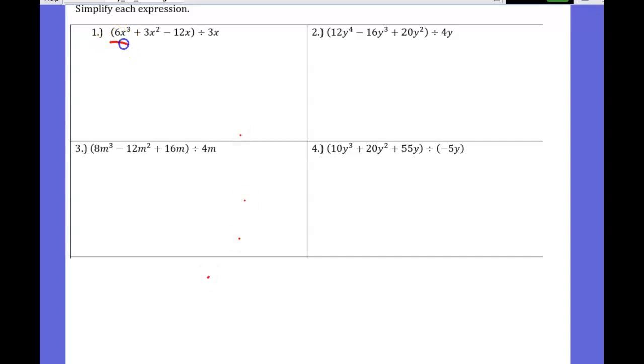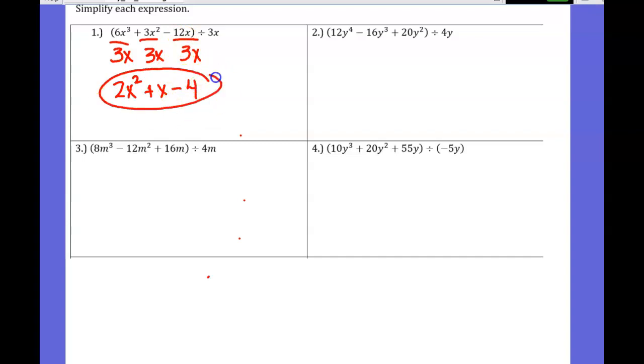I'm going to go kind of fast because I know you can pause it. I'm going to divide each term by 3x. I get 2x squared for the first term. Then I get x for the second term, and negative 12 divided by 3 is negative 4. The x's cancel out. There's my answer for the first one.